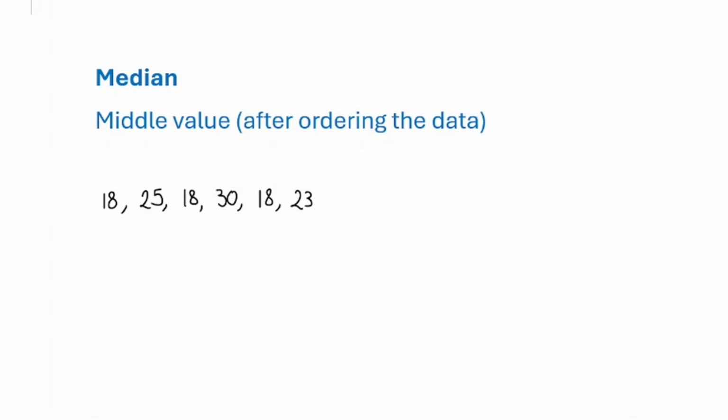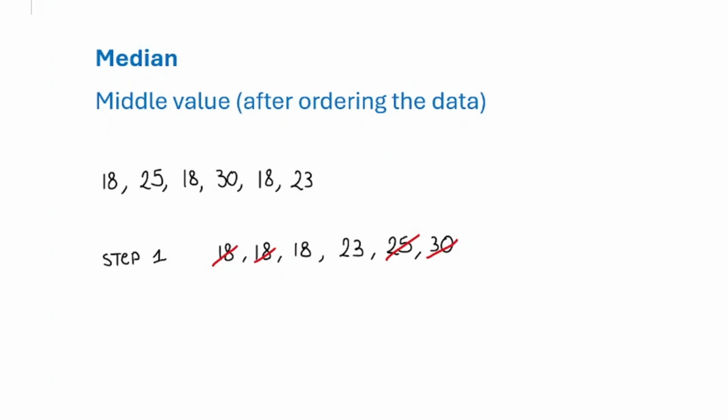Now let's look at a case with an even number of values. We order the data from smallest to largest, then again, we eliminate the values in pairs. First and last, until we are left with two values in the middle. This time, we are left with two values. They are 18 and 23. To find the median, we take the mean of these two values, so we add them together. 18 plus 23 gives 41. Then we divide by 2. 41 divided by 2 is 20.5. That is the median.